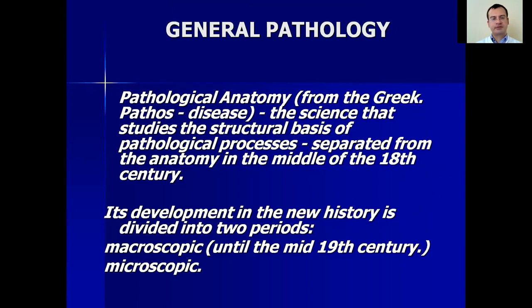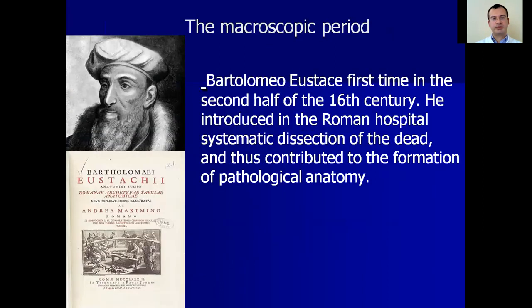General pathology. Pathological anatomy, the science that studies the structural basis of pathological processes, separated from anatomy in the middle of the 18th century. Its development in modern history is divided into two periods, macroscopic and microscopic. The macroscopic period. Bartolomeo Eustachi, in the second half of the 16th century, first introduced systematic dissection of the dead in a Roman hospital, and thus contributed to the formation of pathological anatomy.